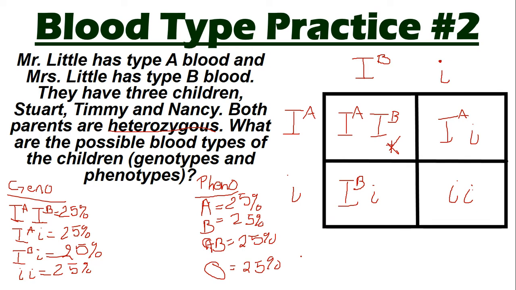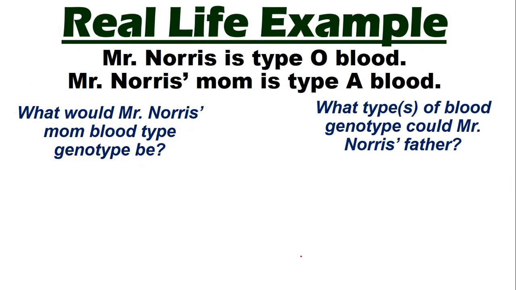So they have a probability of any of their children having any of the blood types. So it's really hard to determine. So this is the practice here. But another way we can look at this is in a real life situation. So we're going to talk a little bit about my life here. This is some real information.